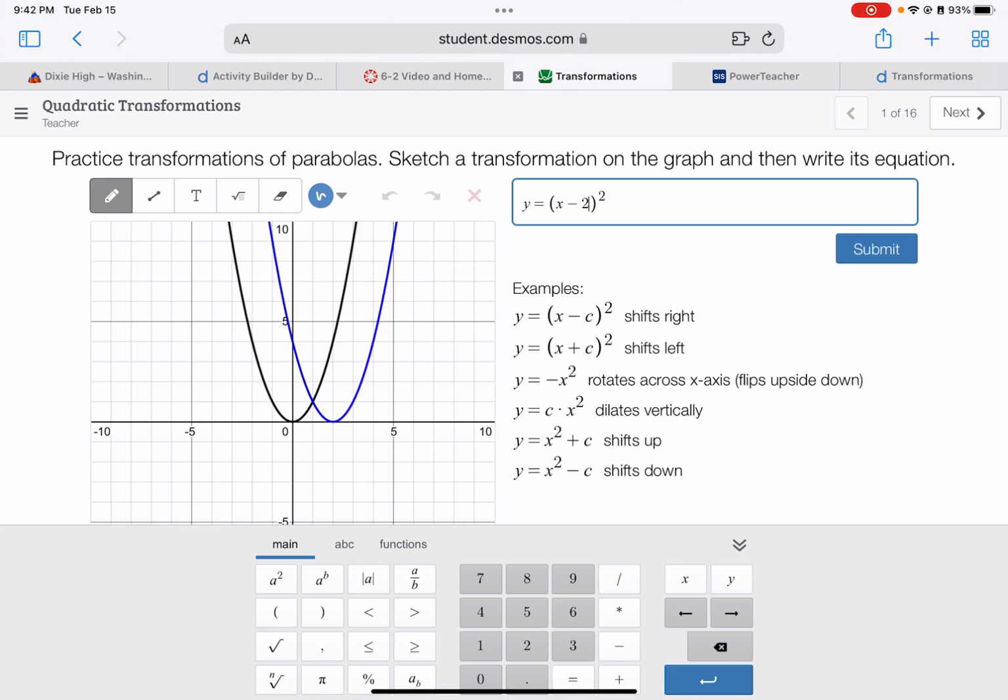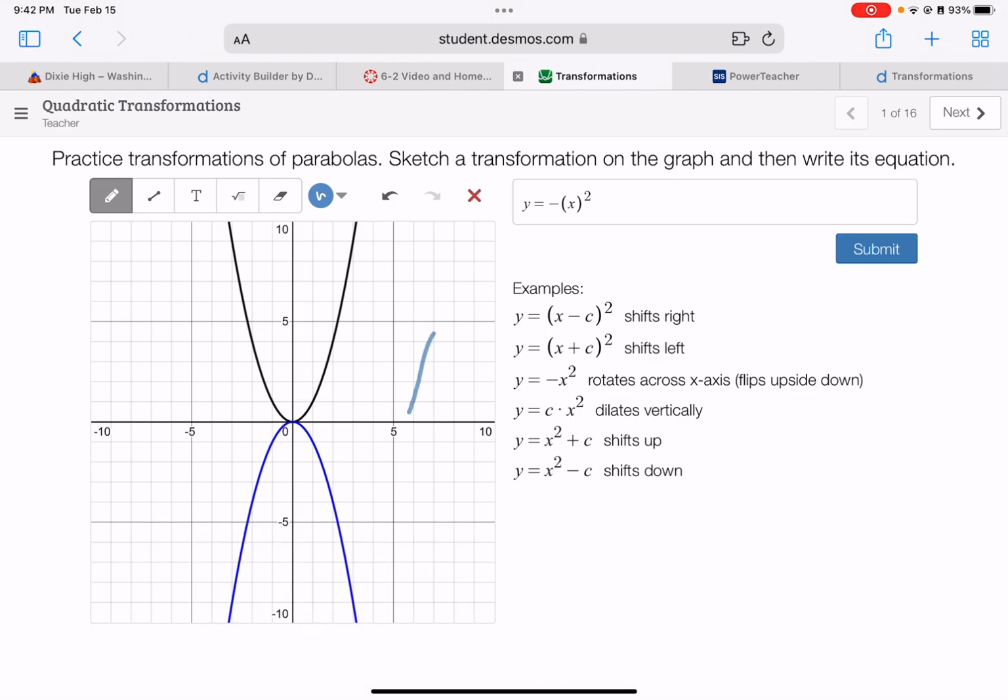Let's go back and see what happens if we do plus 2 instead of minus 2. As you can see, it shifts left, which makes sense. That's what our example says it would do. Go ahead and play around with this. You can try doing all the different things. I can leave my parentheses there; you don't have to take them off. It works the same. If you put a negative there, it reflects it across the x-axis, or in other words, it flips it upside down.